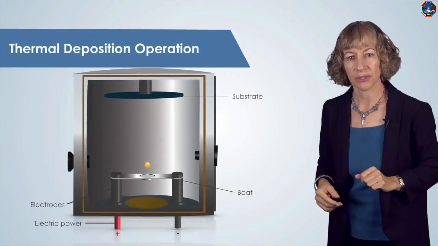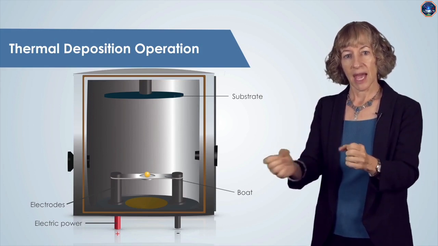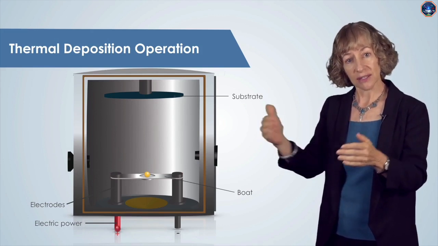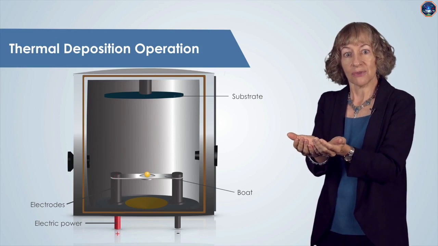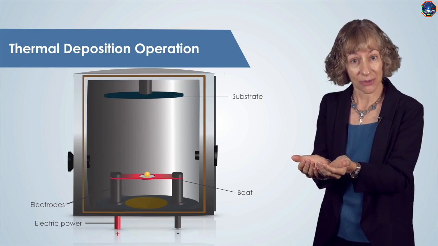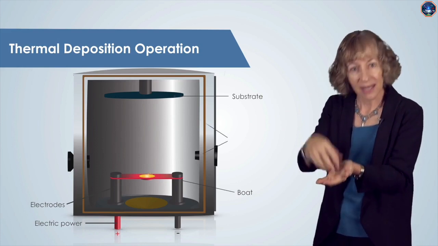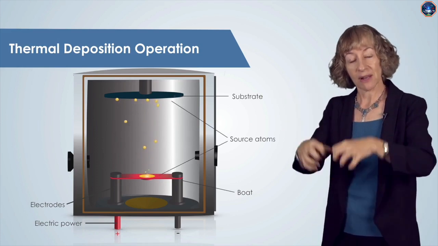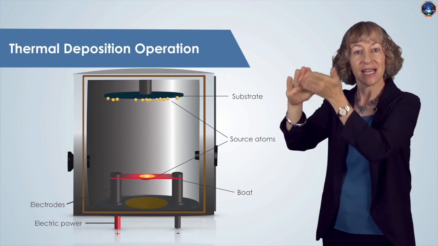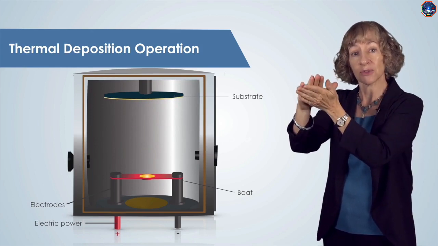Let's look at the mechanics of thermal deposition. The tungsten boat is clamped between two electrodes. An electric current as high as several hundred amps passes through that tungsten boat, which undergoes resistive heating. Just like an incandescent light bulb filament, it heats up and glows. As the boat heats up, the metal source material in the boat melts and then evaporates. These evaporated metal atoms travel through the vacuum chamber, strike the surface of the substrate, and condense, forming our thin layer of the source material on our substrate.